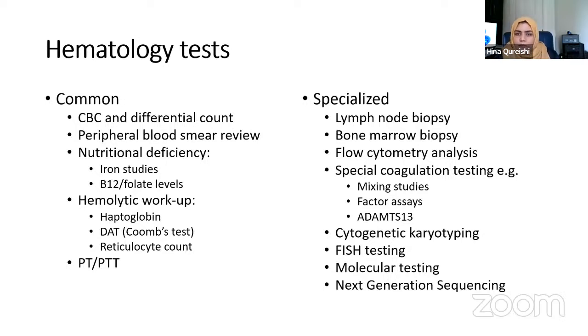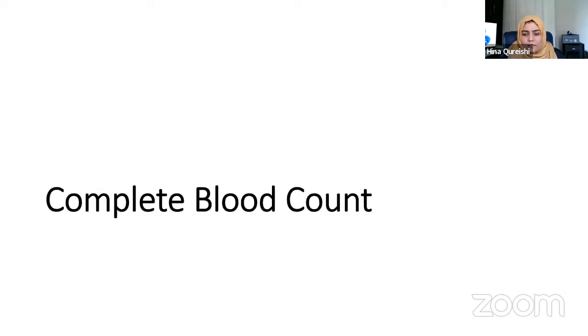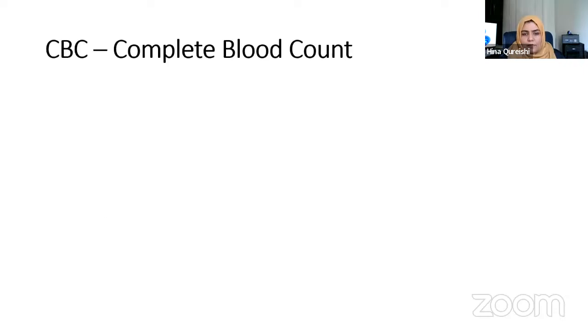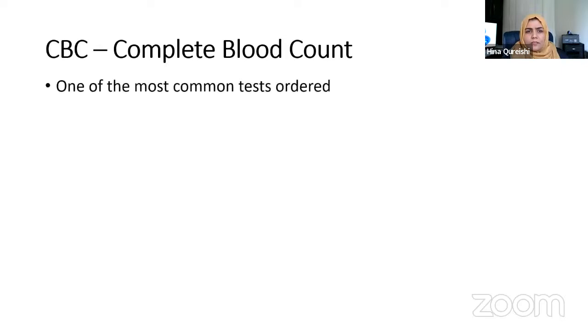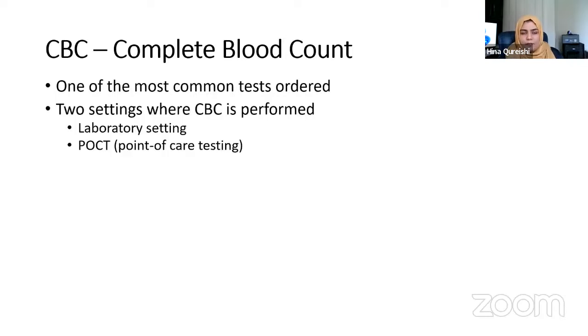But I do a lot of lymph node biopsy evaluation, bone marrow evaluations, flow cytometry, cytogenetic karyotyping, FISH testing, molecular testing, and we also do a lot of next generation sequencing as well. So let's begin with CBC. You all are familiar with what a CBC, a complete blood count, is. This is one of the most common tests ordered, and there's a lot of information that you can gather from this very simple test.